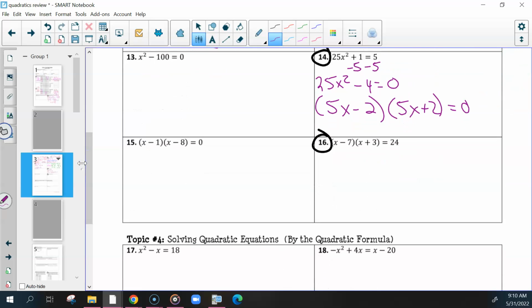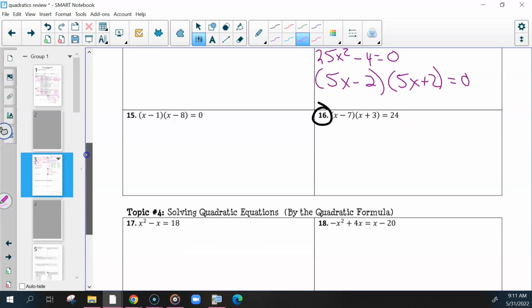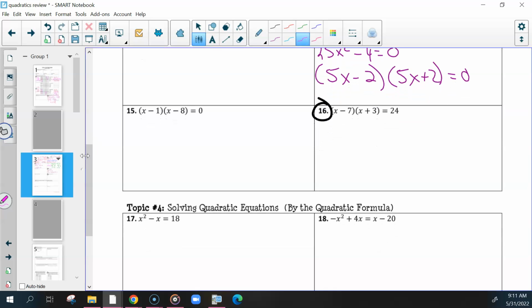What gives you 25? What times what gives you x squared? What times what gives you 4? With this, you do not need to solve both because you'll get the same answer, just one is positive, one is negative. So if you just want to solve one of them, that's fine. If you want to solve both, that's fine too. So I'm just going to set them both equal to 0, but I'm only going to solve one.